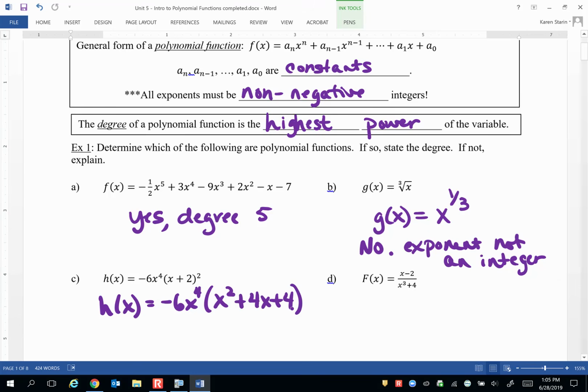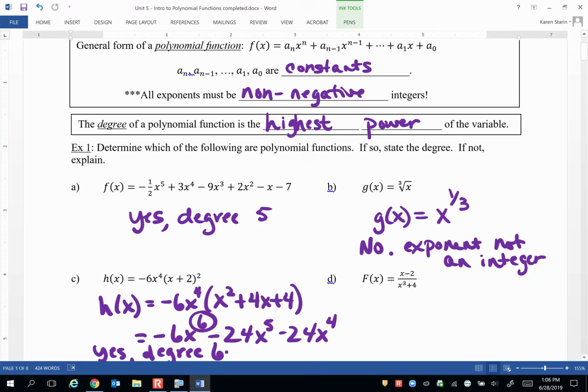So if we distributed the negative 6x to the 4th, we would get negative 6x to the 6th minus 24x to the 5th minus 24x to the 4th. So we can just see that the degree is 6. So yes, degree 6. Now we could have done that without actually expanding and multiplying.